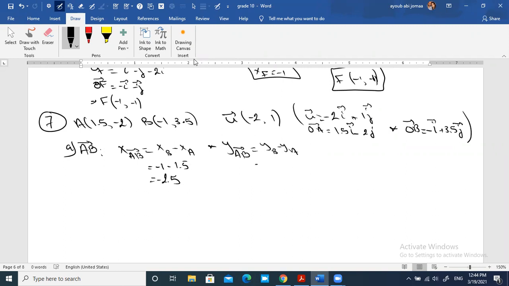And what about y of vector AB? It's 3.5 minus negative 2. Just replace the value. 3.5 minus negative 2, and then the answer will be 5.5. So vector AB will have the coordinates negative 2.5, 5.5. That's it.